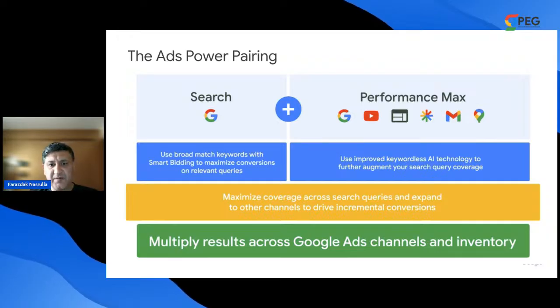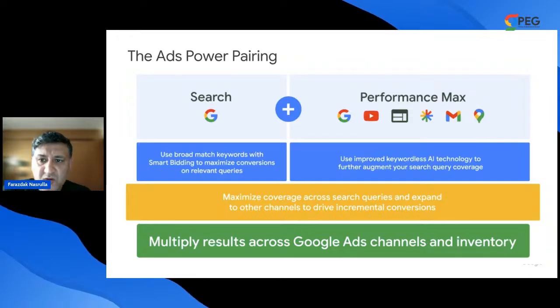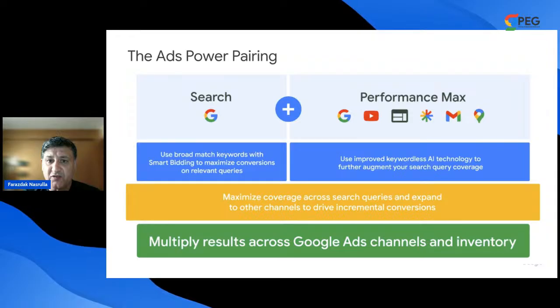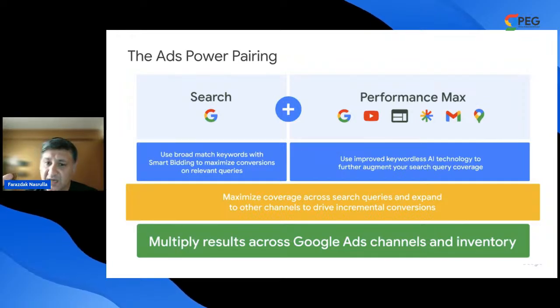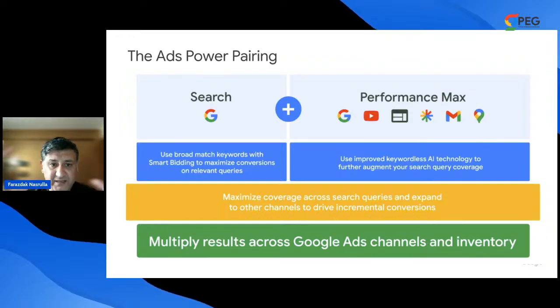Now let's dive deeper into Power Pair and explore how Search and Performance Max campaigns complement each other. Search campaigns typically focus on text-based ads that appear on the Google search results page. Here, you are carefully selecting relevant keywords to match user search queries. On the other hand, Performance Max campaigns leverage advanced AI technology to automatically optimize your ads across multiple Google channels, including Search, YouTube, Discover, Gmail, and Maps. Now, this means your ads can appear in various formats, various texts, various images, and more.